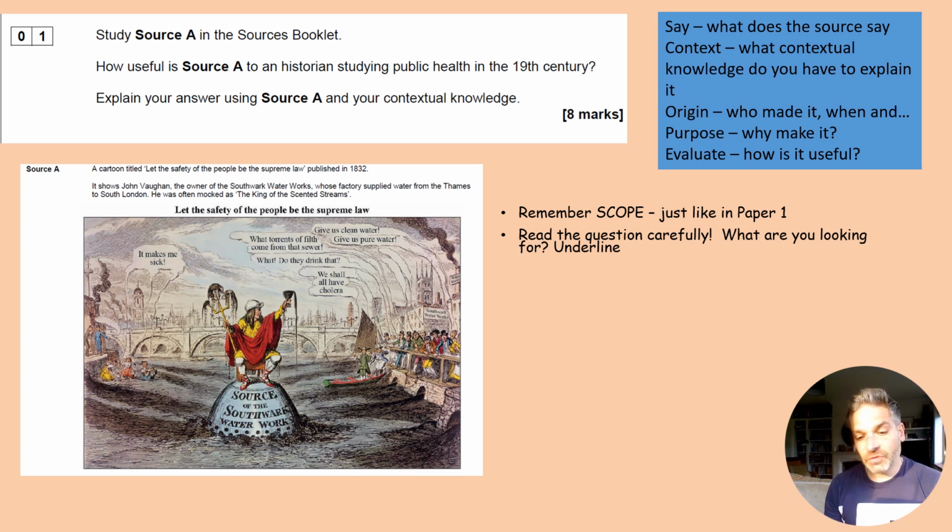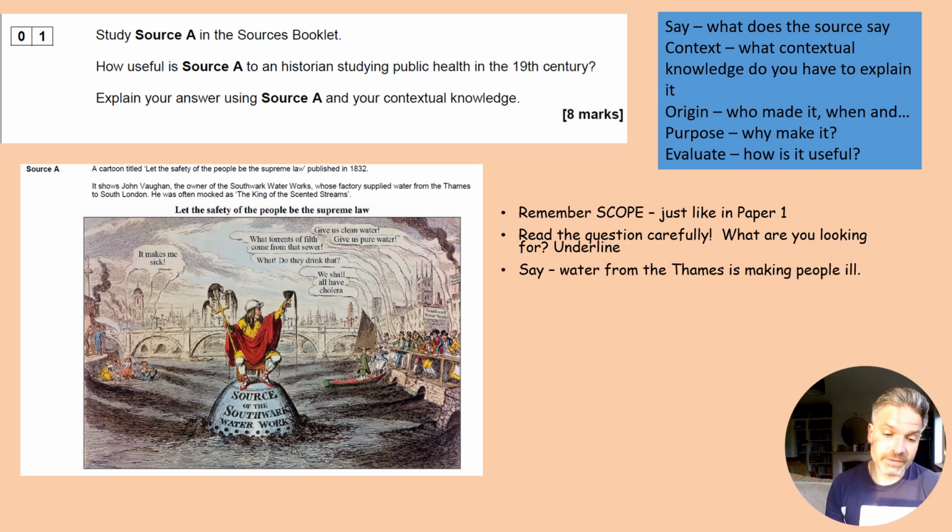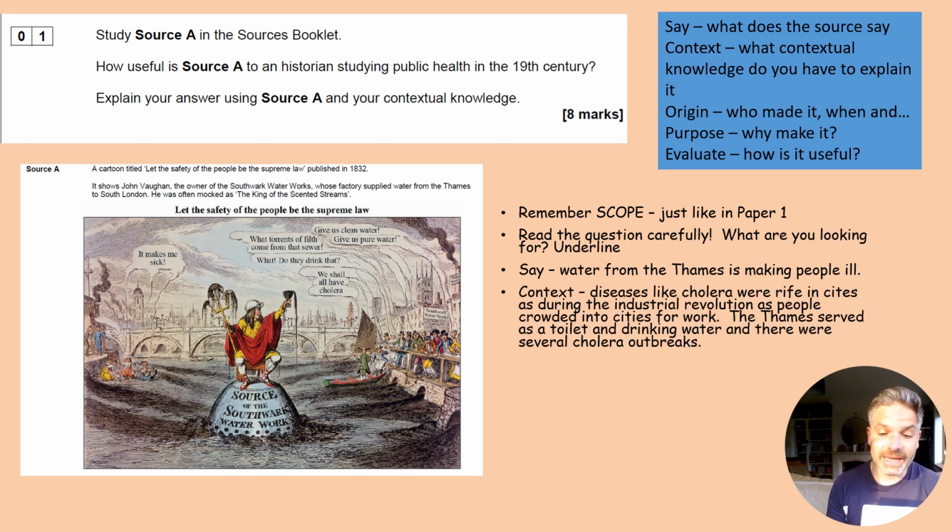So to scope this source, I've done a little example. I haven't written a huge amount, but I'm trying to give you a sense of the kind of thing you might want to do for a source like this. So in this source, what's it telling us about public health? Well, if you look at that source, and I would definitely recommend pausing it and looking, it's telling us that water from the Thames was making people ill. So in other words, public health was pretty bad in the early 19th century because of the water from the Thames. So you're going to pick up marks just from looking at the source and working that out. Then you're going to use your contextual knowledge to explain that. That's the C of SCOPE.